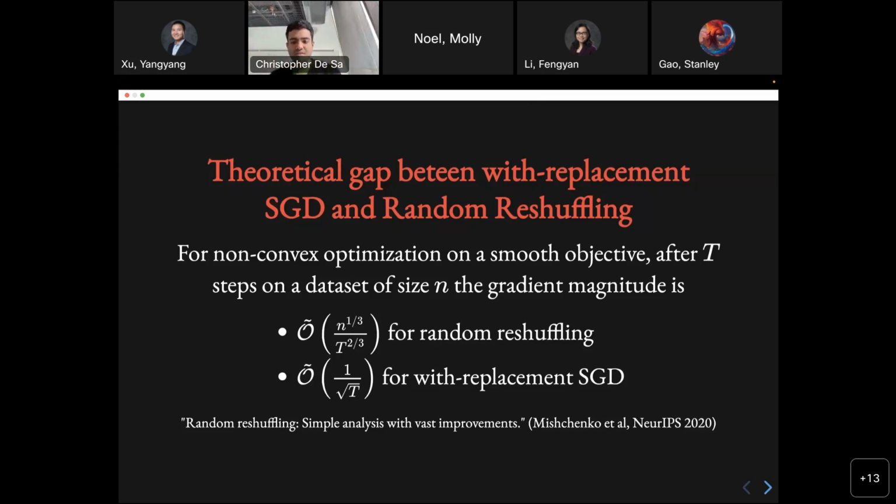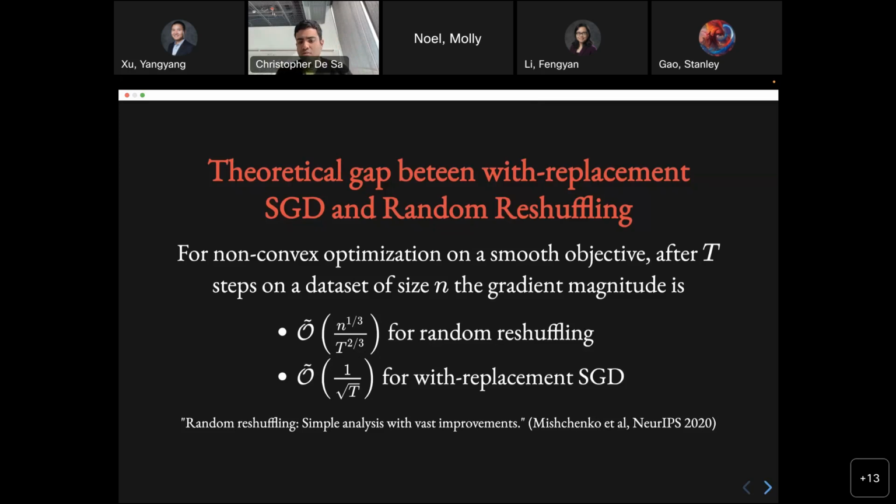There are actually many gaps in different optimization settings, but for non-convex optimization on an objective where the gradients are L-Lipschitz continuous, then after t steps, and this is steps of gradient descent, not epochs, on a data set of size n, you have a gradient magnitude of 1 over the square root of t for with-replacement stochastic gradient descent. That's the standard rate that you get for non-convex optimization, where here we're measuring the magnitude of the gradient of the objective. That's the standard metric that we use for non-convex optimization.